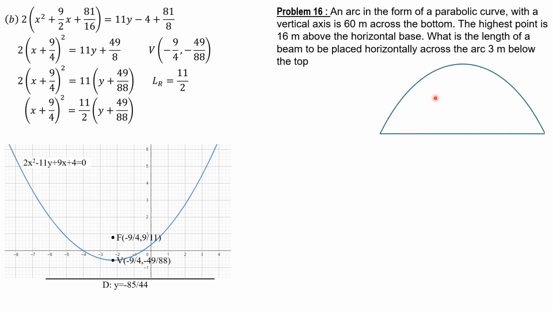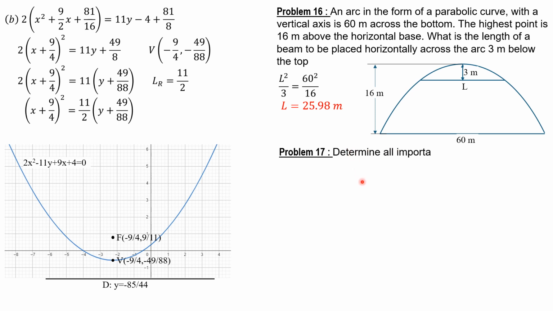So let's apply the squared property of the parabola here. This is 60 meters. The height is 16 meters. And we have the length of the beam, which we do not know yet, L, at a distance 3 meters from the top. So by the squared property of the parabola, L squared is to 3 equals 60 squared is to 16. Using your calculator, L is 60 square root of 3 over 16, and that is 25.98 meters.